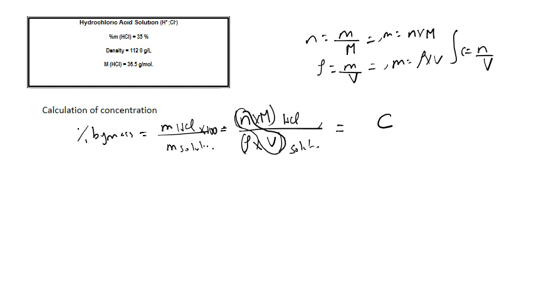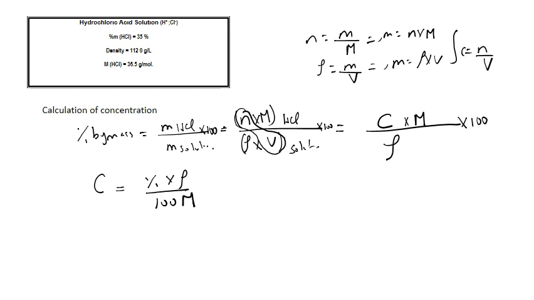Don't forget to multiply by 100 since it is a percentage. So number of moles over volume can be written as concentration times molar mass over density times 100. This is the rule of percentage by mass, or a relation between percentage by mass, concentration, density, and molar mass. We can use this relation only if percentage, density, and molar mass are given. But here the question is to calculate the concentration. So concentration is percentage times density over 100 times molar mass, by cross multiplication.